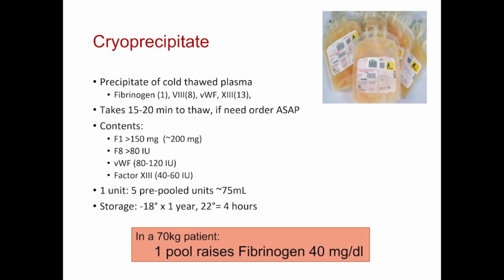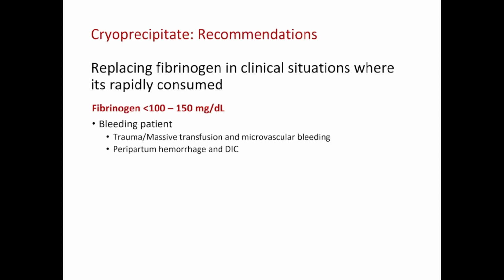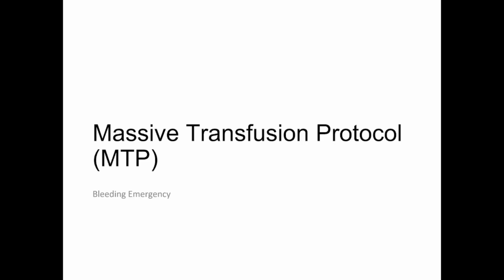In a 70 kilogram patient, one pool raises fibrinogen by 40 milligrams per deciliter. The cryoprecipitate recommendation is to replace fibrinogen in clinical situations when it's rapidly being consumed, and this includes bleeding patients like MTP, peripartum hemorrhage, and DIC. Let's talk about our massive transfusion protocol next.